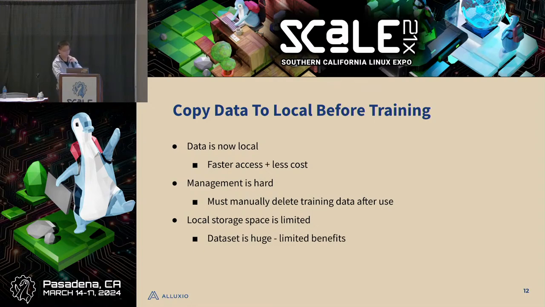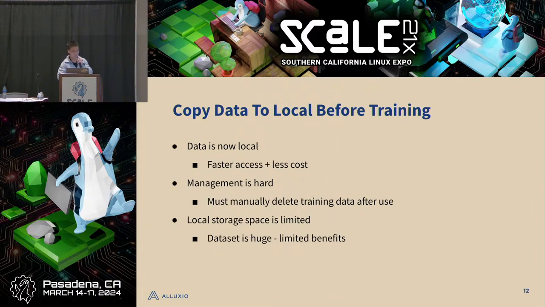Now to make reading data faster, instead of reading from the cloud, we can copy the data to the local machine before training. Then we have much faster access and also less cost, because we don't have to read the data again across different epochs. But then data management is a hard problem because the disk space is limited. After using the dataset, or after the model is outdated, we must manually delete them.